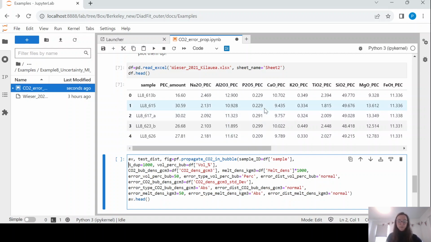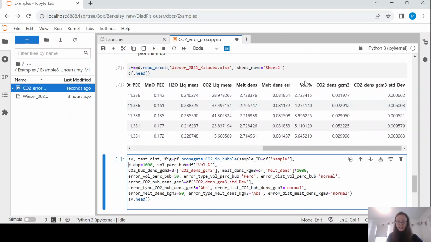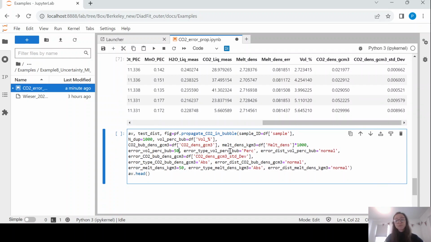You're going to tell it the volume percent of your bubble. So that's this column here. You're going to tell it your CO2 density that you measured. So that's this column. You're going to tell it your melt density. I have to times this by 1,000 to get the units into kilogram per meter cubed. Here I'm using a 50% error on the bubble volume. I could change that to 40. It really doesn't matter. I was just being very conservative when I did this study.